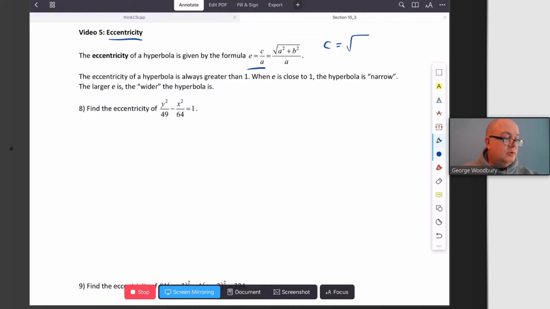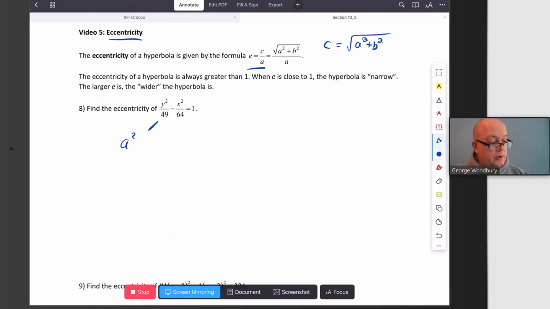but now for a hyperbola, remember that c is equal to the square root of a squared plus b squared, rather than a squared minus b squared. That means that c will always be larger than a, and the eccentricity will always be greater than 1. Remember, for an ellipse, it was always between 0 and 1, but now it's going to be greater than 1. The first example: find the eccentricity of y squared over 49 minus x squared over 64 equals 1.